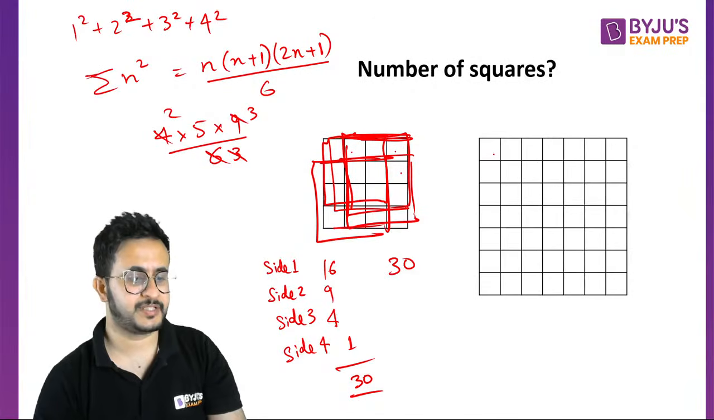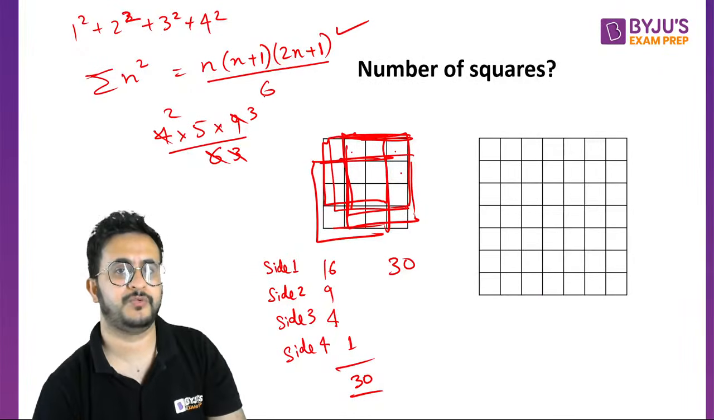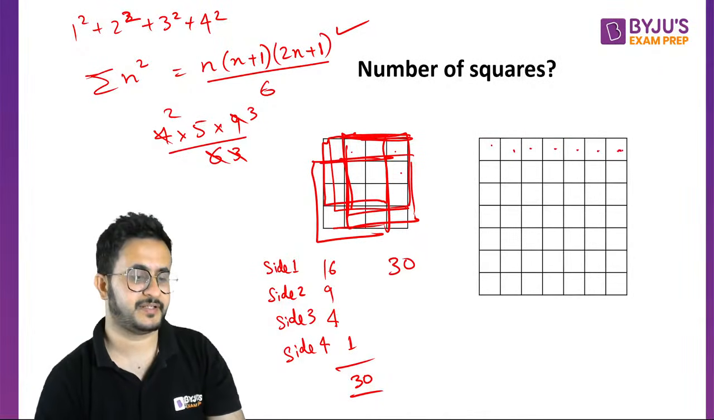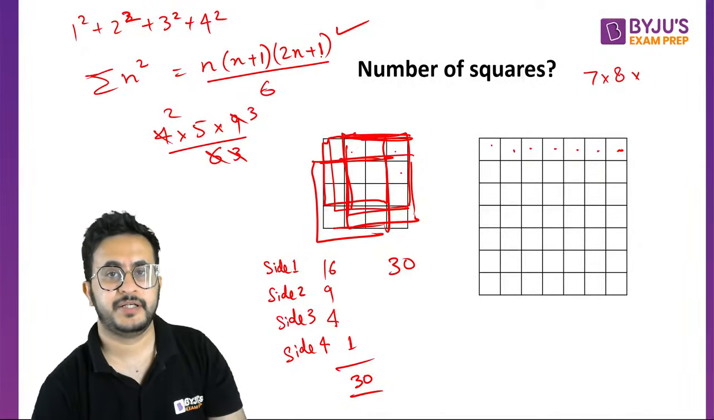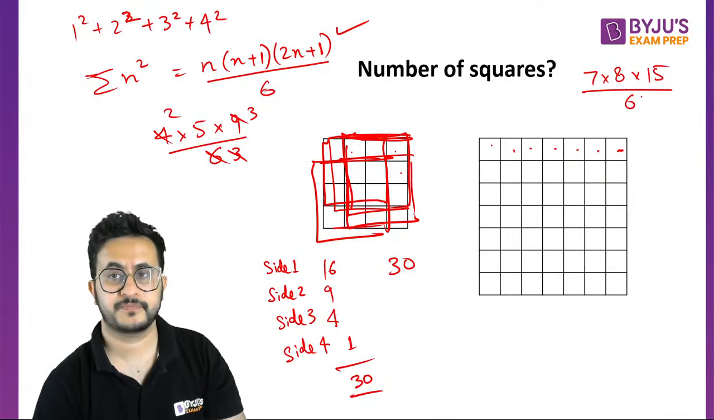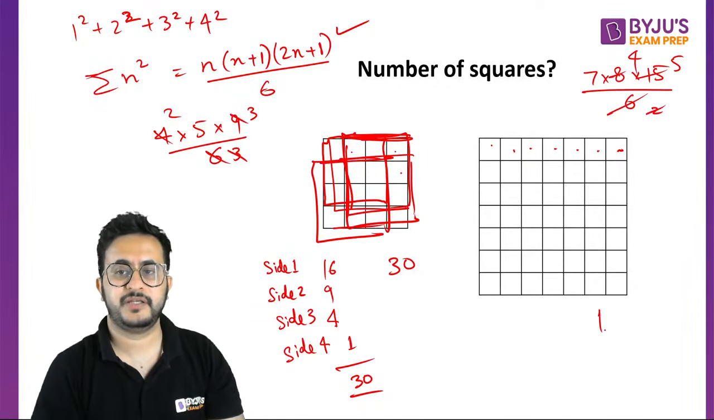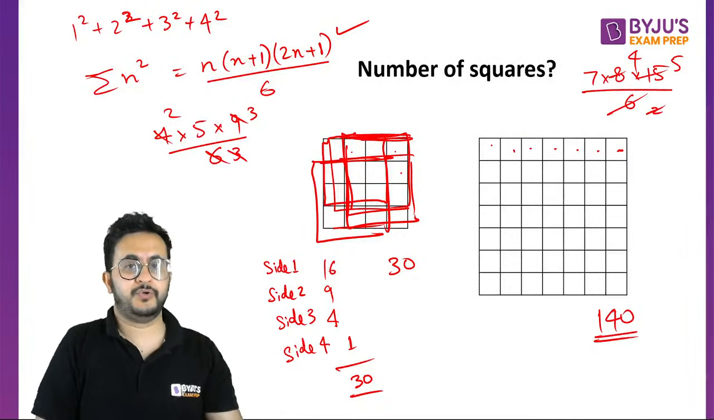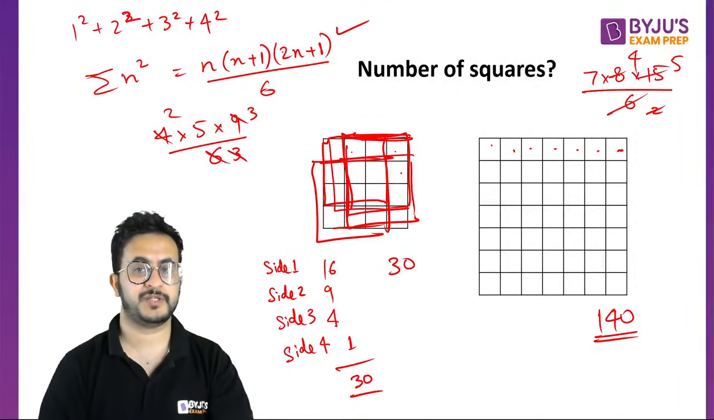Now if I have to find for this, I will not be counting manually. I know that this is the number n into n plus 1, 2n plus 1 upon 6. So 1, 2, 3, 4, 5, 6, 7. Right? So there are 7 smaller squares. So 7 into 8 into 2n plus 1, that is 15, upon 6, so 7 into 20, 140 squares. So no need to count manually. Know this value, n into n plus 1, 2n plus 1 by 6.